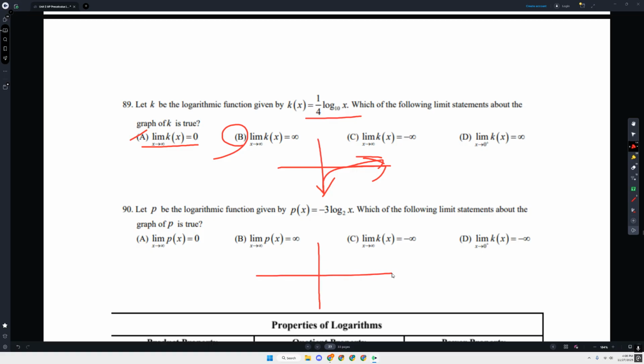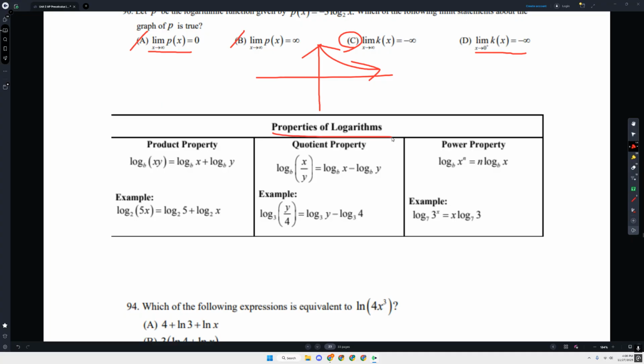For this one, we know it's negative 3 log 2 of x. So we will be looking at a function that looks like this. And then from there, we look at infinity, and it's not approaching 0 because there's no horizontal asymptote, so it's not this. This is going towards negative infinity now because it's flipped, so it can't be this. So that means it's this. And this needs to be going to positive infinity for this to be true.